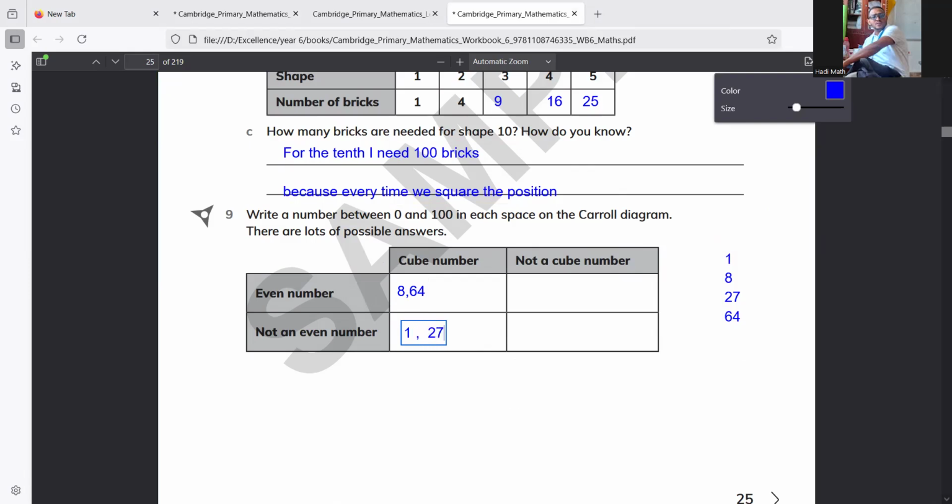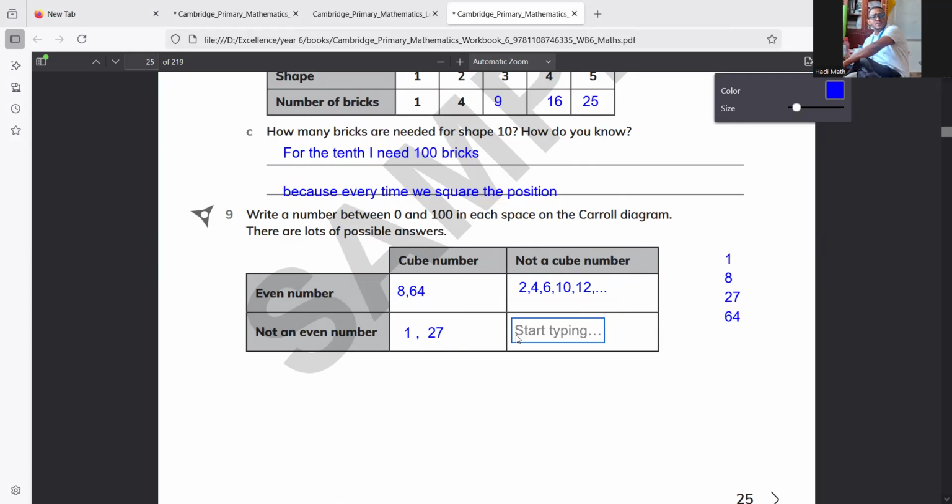Those both are cube numbers, but are not what? Not even. They say not a cube number. Even number, but not cube number. You have got all the even numbers from 2 up to 100, except 8 and 64. So you can write 2, you could write 4, you could write 6. For sure you're not going to write 8 because 8 is a cube number. You can write 10, you can write 12, and you can keep going on, but you are not going to write 64.